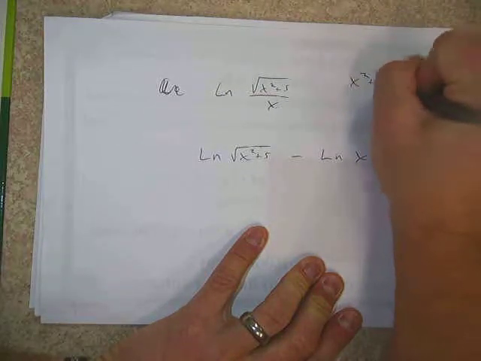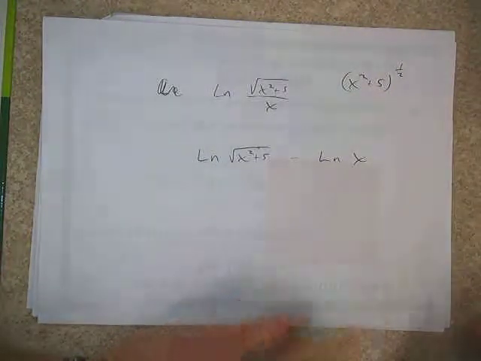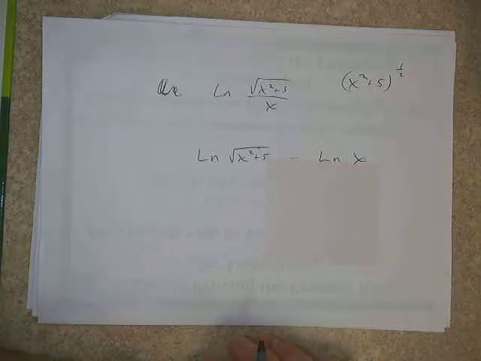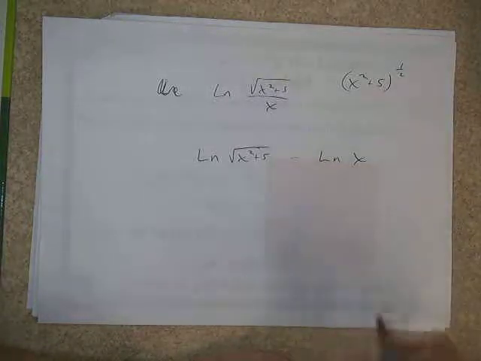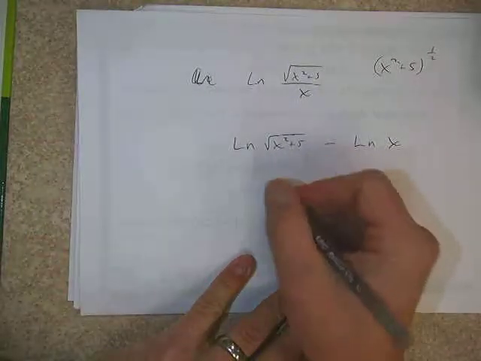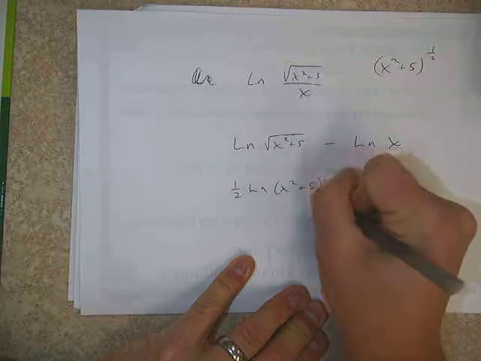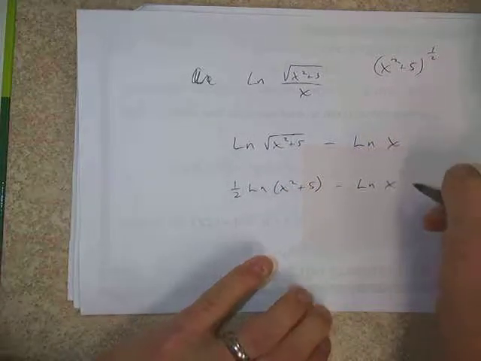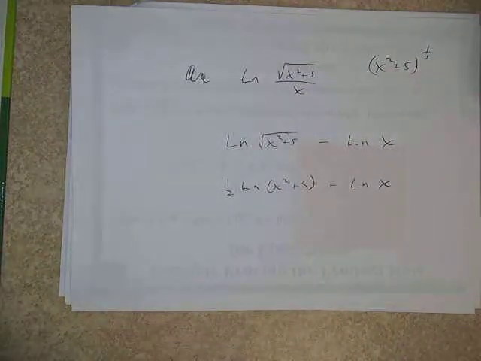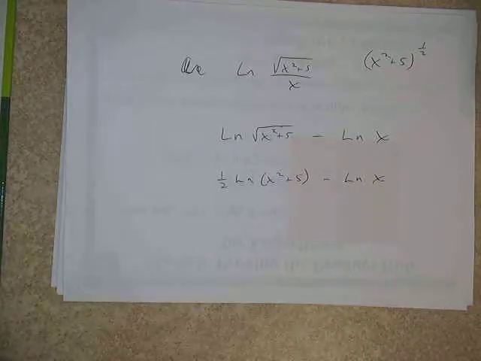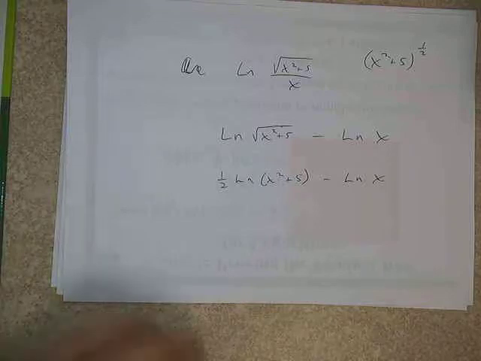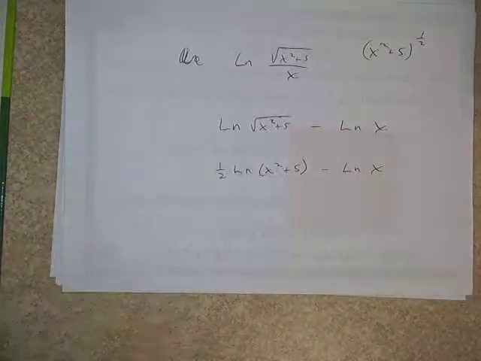The other thing that we should recognize here is that when I have x squared plus 5 to the square root, if you will, that's really x squared plus 5 to the 1/2. That's really a power, isn't it? Okay. And with logarithms, what can we do with powers? We can bring them out in front. And so the rewrite of this then would be 1/2 ln of x squared plus 5 minus ln x. Okay. And that would do it.